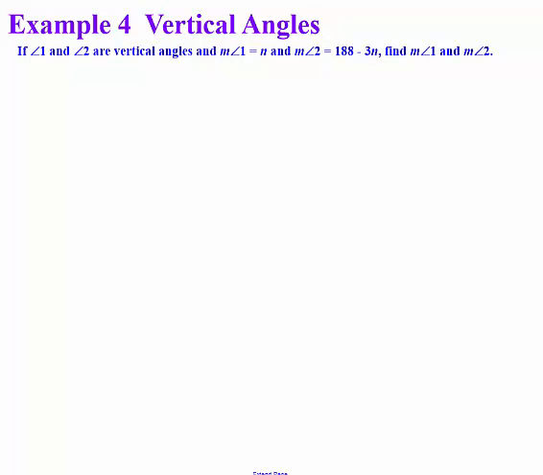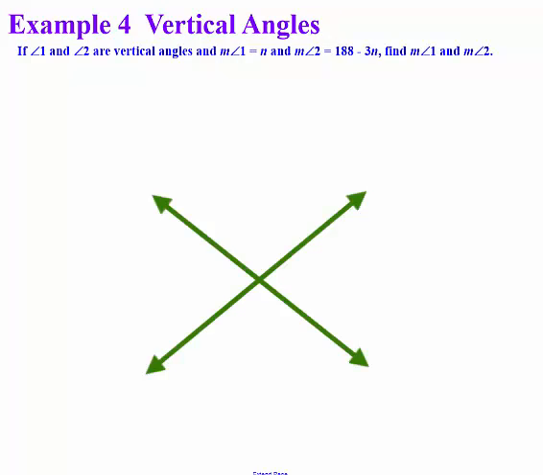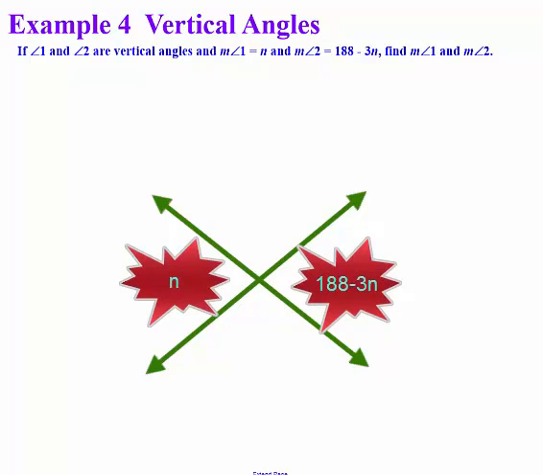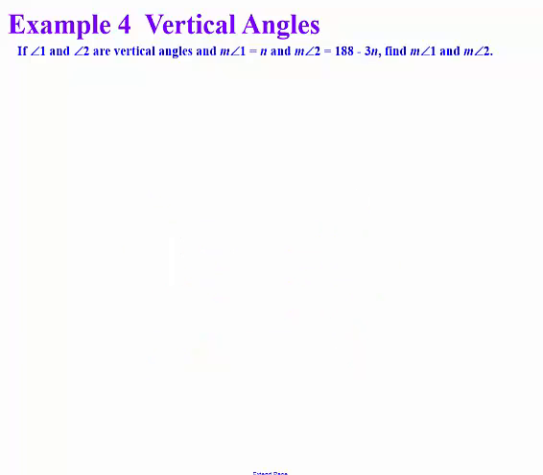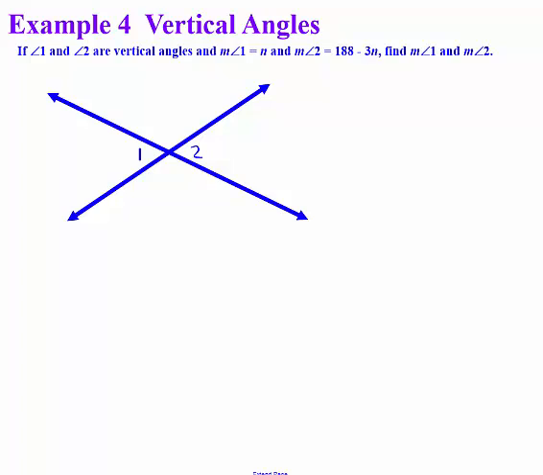Example 4, vertical angles. If angle 1 and angle 2 are vertical angles, and the measure of angle 1 is n, and the measure of angle 2 is 188 minus 3n, find the measure of angle 1 and the measure of angle 2. So the first thing I would want to do is draw a picture so I have something to look at. So I have angle 1 and angle 2 are vertical angles, so that's what I have in my picture. Now I'm going to label 1 is n and 2 is 188 minus 3n.